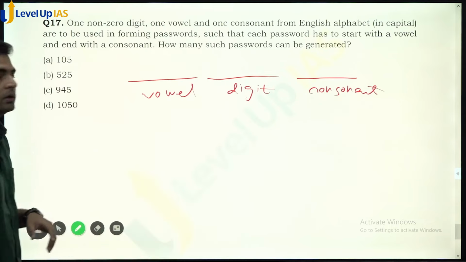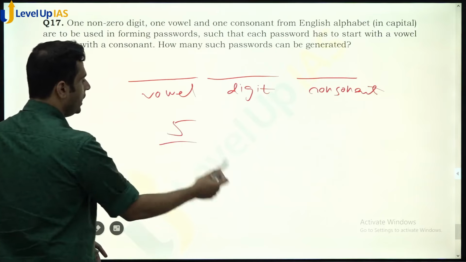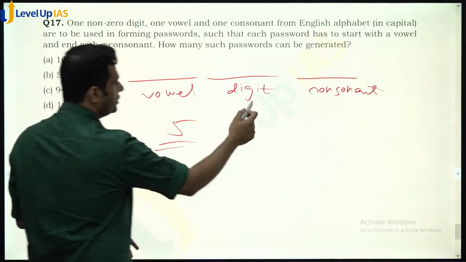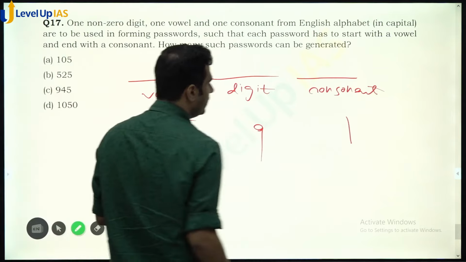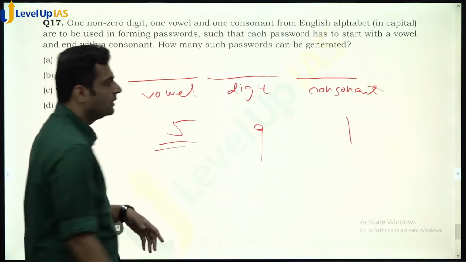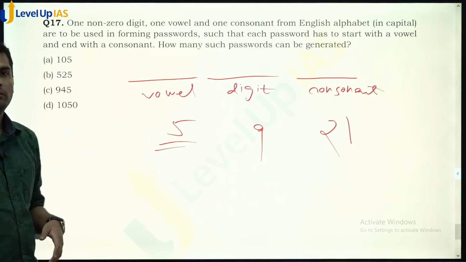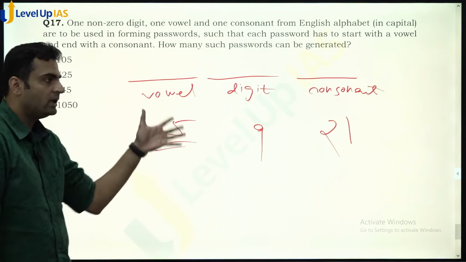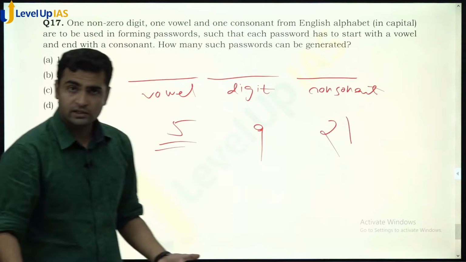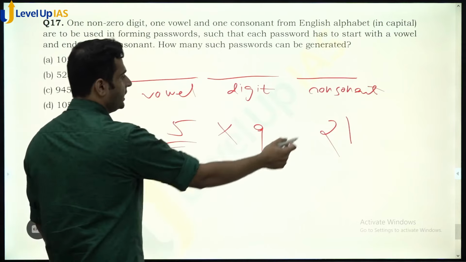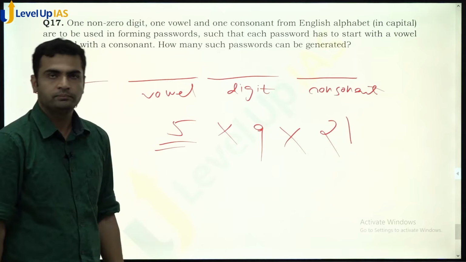Okay. How many vowels are there in the English language? 5. A, E, I, O, U. How many non-zero digits are there? 9. And how many consonants are there? Because 5 are vowels, 21 are consonants. Now we have to choose vowel and digit and consonant, and 'and' means multiplication principle. You just multiply this. Simple.